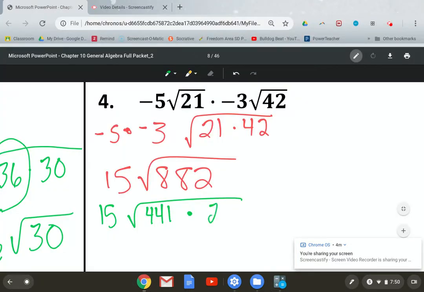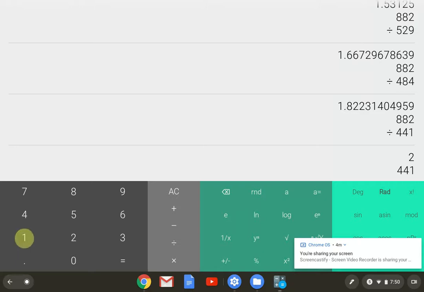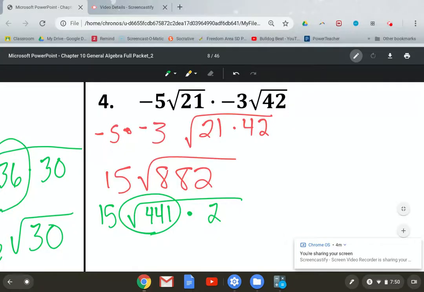The reason we like 441 is because there is a square root of 441. You can simply use your calculator to get 21 or use your sheet. So bring down your 15. Change this to 21 because it's the answer to the square root of 441. Bring the square root of 2 down.